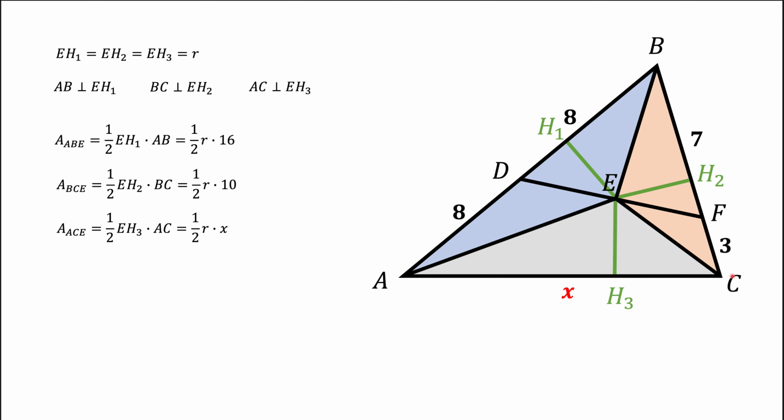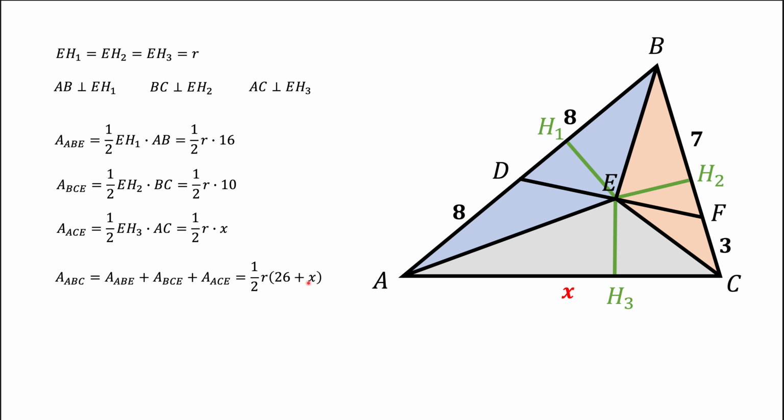The whole big triangle ABC is the sum of those three triangles. And we're going to get a formula like this. So there are two unknowns in this formula. We don't know R, the radius of the inscribed circle, and we don't know X.